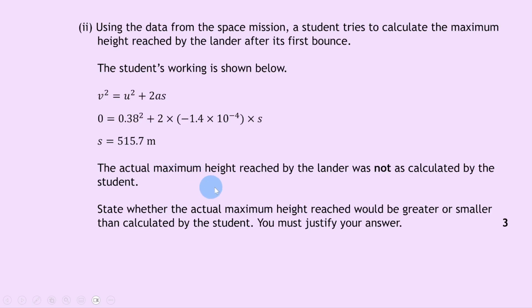It then says the actual maximum height reached by the lander was not as calculated by the student. State whether the actual maximum height reached would be greater or smaller than calculated by the student. You must justify your answer, and you'll see there's 3 marks available here.